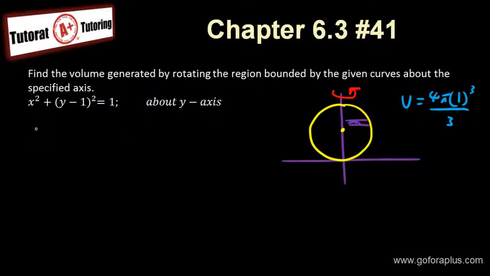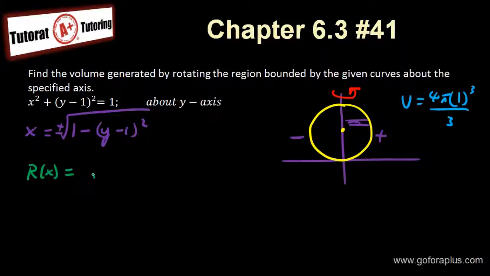Now, isolating x, this would give me the square root of 1 minus y minus 1 squared. I have plus or minus in front. Now on the right side, I will take the positive. Okay, so I'll take the positive side. This is the positive side and this is the negative side. That's why you have a plus or minus. So my radius is the positive side subtract 0, so my radius is going to be the square root of 1 minus y minus 1 squared, minus 0, because the axis of revolution is 0, right?